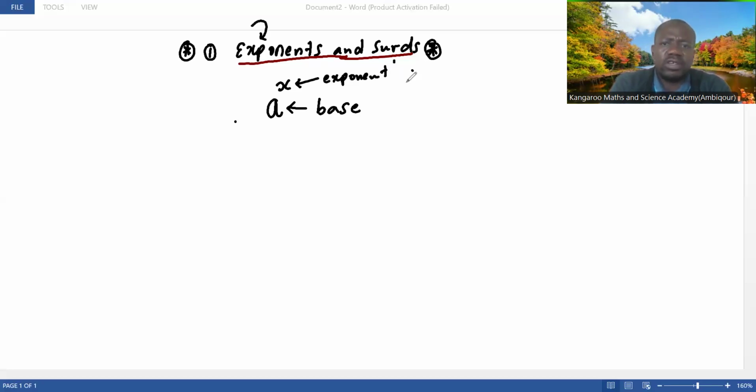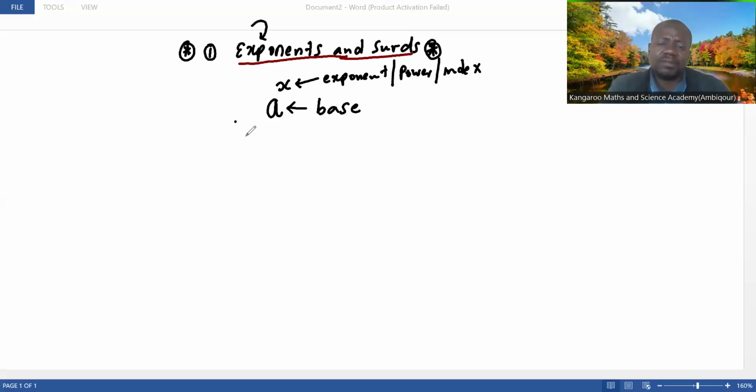In another book, they call it a power. In another book, they call it an index. It's very important for a learner to know this. Yes, it might sound silly, but it's very important for a learner to know exponents.